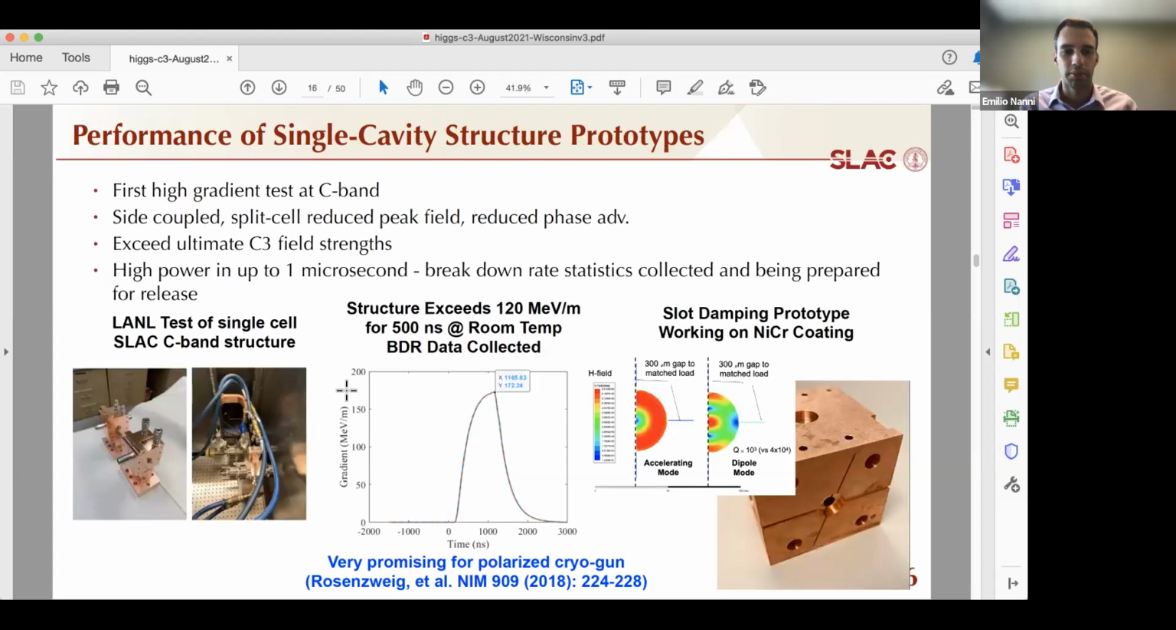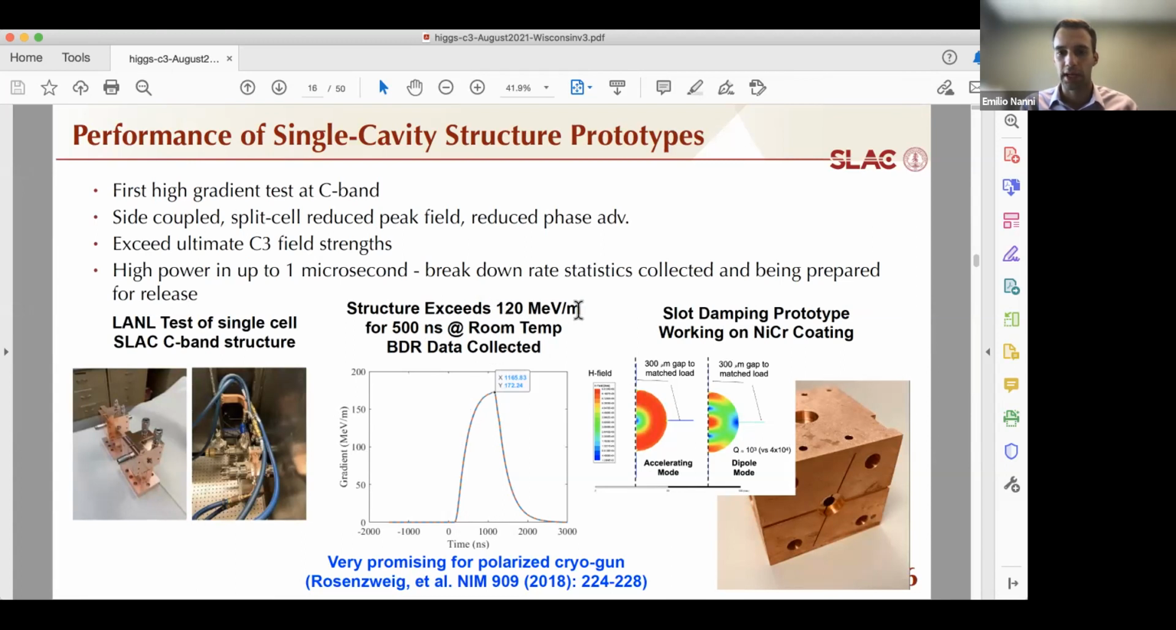But a smaller structure that we fabricated, with basically the equivalent cavity geometry, has been tested at Los Alamos National Lab for us. And over the summer, those structures were able to exceed the gradient that we need for C-cubed for over 500 nanoseconds. So this is a fantastic result for us.